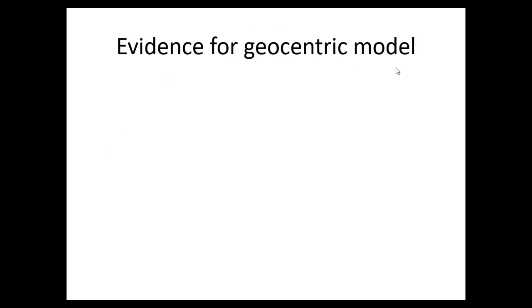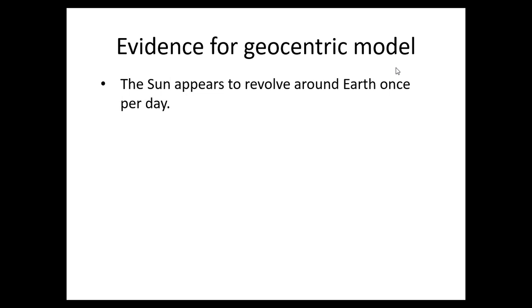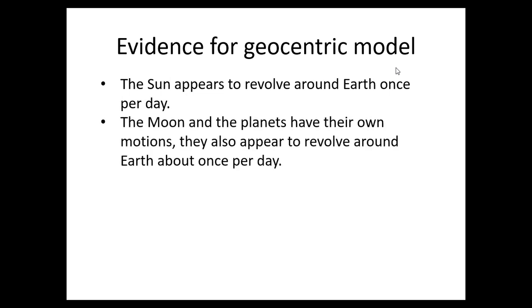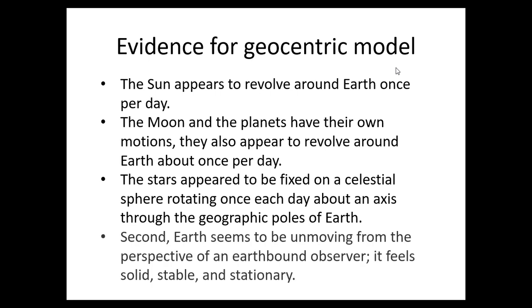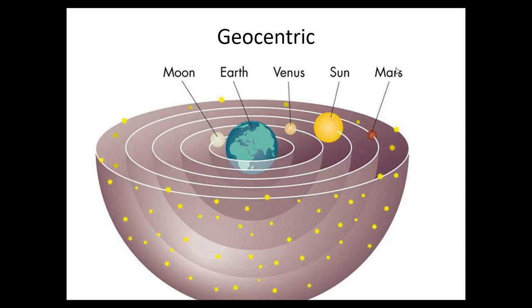So this model did fit evidence that people were seeing at the time. Okay, so just to run through some of the evidence then for the geocentric model. So the sun appears to revolve around the Earth once a day. The moon and planets have their own motions, and they also appear to revolve around the Earth once a day. The stars appear to be fixed in what was called the celestial sphere, and that sphere rotates around us once a day as well. And also, the Earth doesn't feel like it's moving. We don't feel like we're in motion. So that also provided evidence for people thinking, well, we must be at the center and everything going around us.